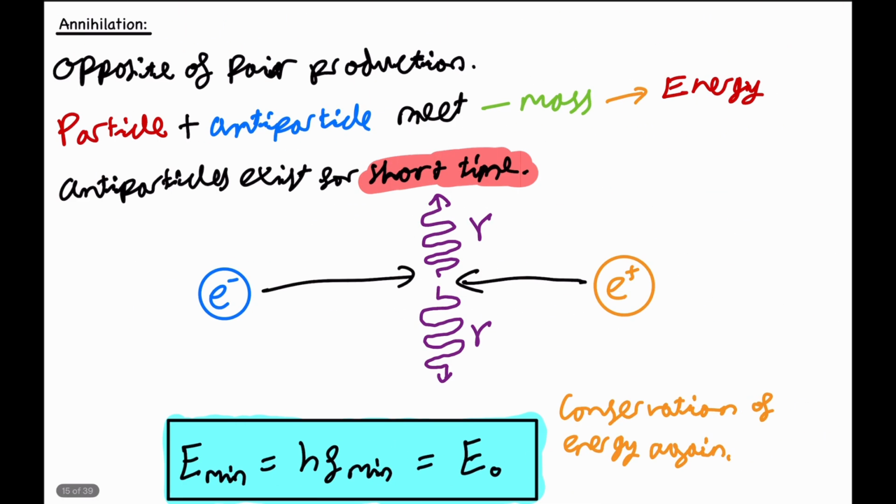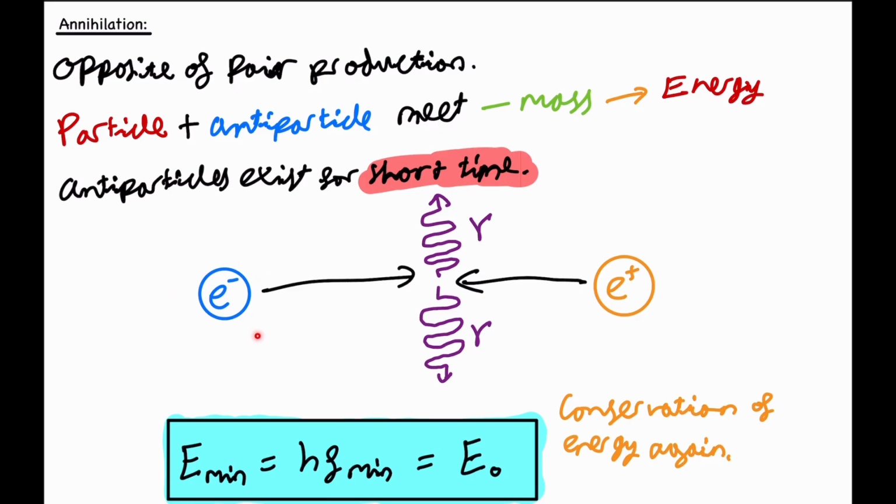And now let's move on to annihilation. So this is basically the opposite of pair production. When a particle and antiparticle meet, their mass is converted into energy. Antiparticles exist for a very short time because there are so many non-antiparticles in the universe that they will eventually meet a particle and annihilate.